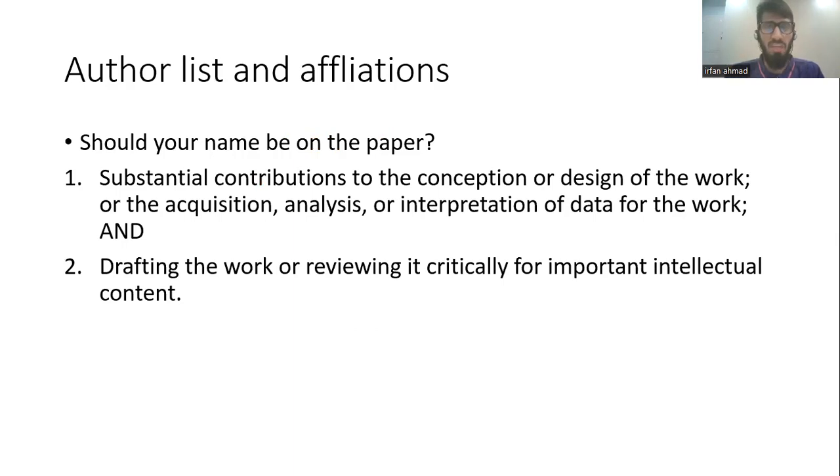Author list and affiliations. The second thing after the title is the author list and the affiliations. Should your name be on the paper or not? It depends on these factors. If you have made a substantial contribution to the concept or design of the work, or the acquisition, analysis, or interpretation of the data, or drafting the work, or reviewing it critically for important intellectual content. If you have done any of this work, you can claim the authorship in an article.